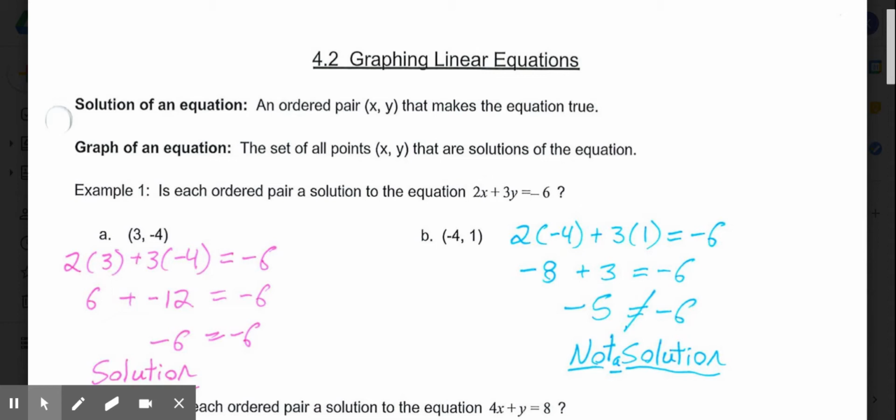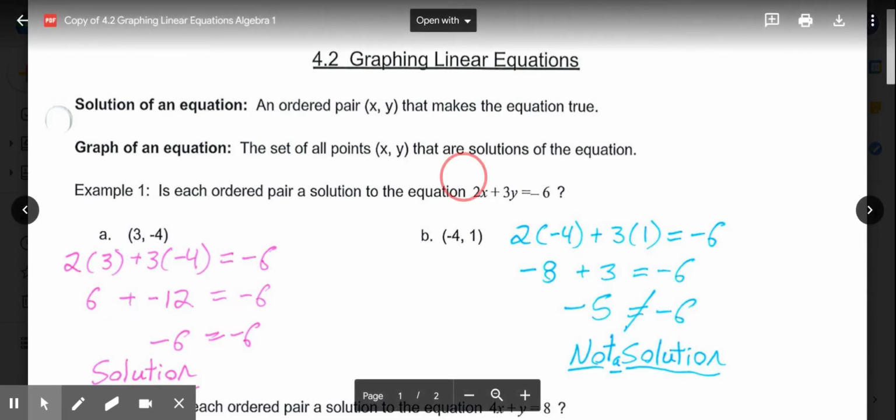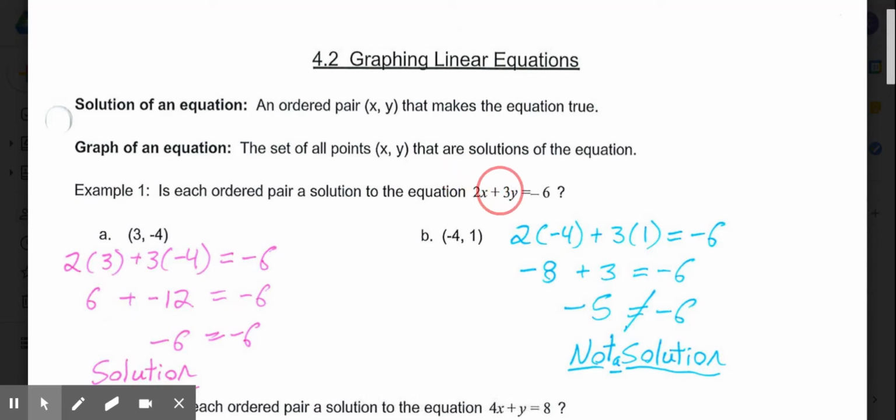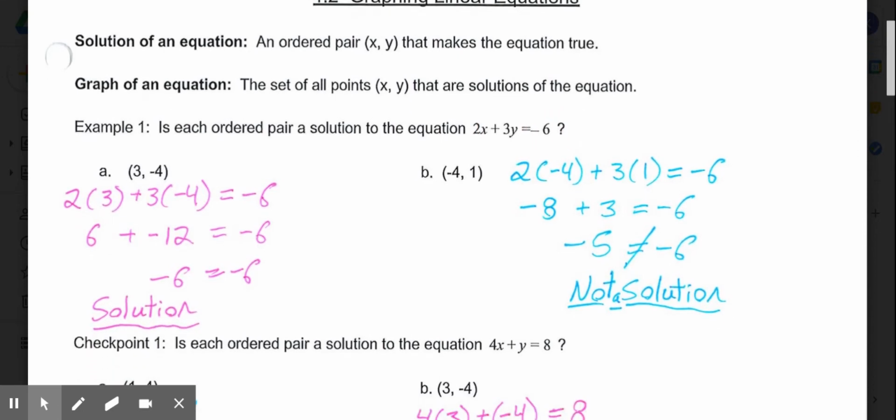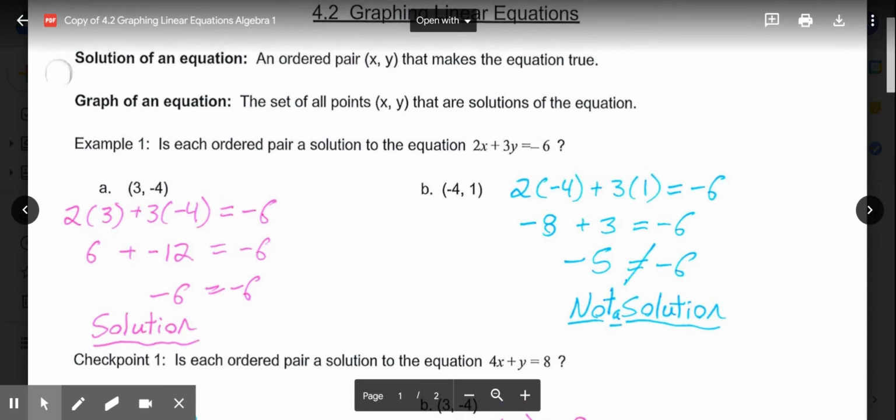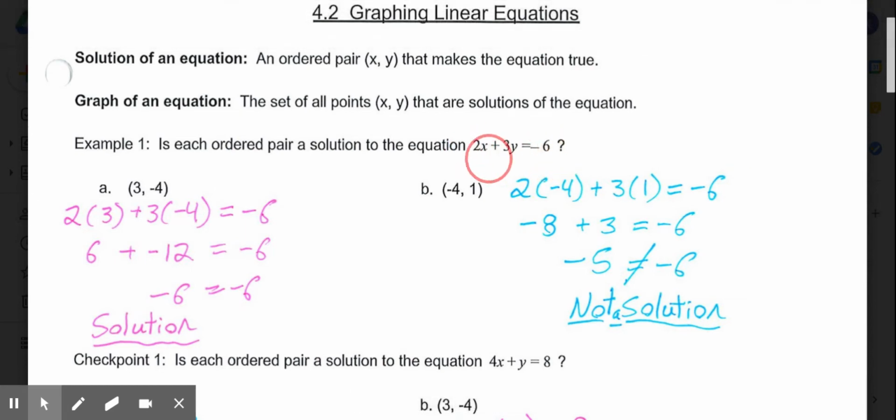So in example 1, we're simply going to look at, is the ordered pair a solution of an equation? And in this case, the equation is 2 times x plus 3 times y equals -6. So in A, they want us to check the ordered pair 3, -4. So remember, ordered pairs always go x comma y. So we'll substitute the 3 in for x and the -4 into y. And we'll be substituting those in to our equation here.